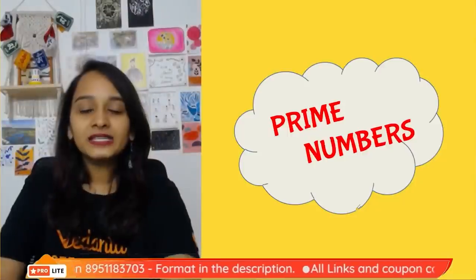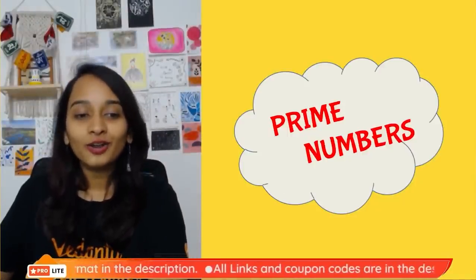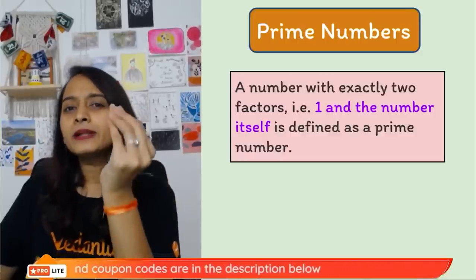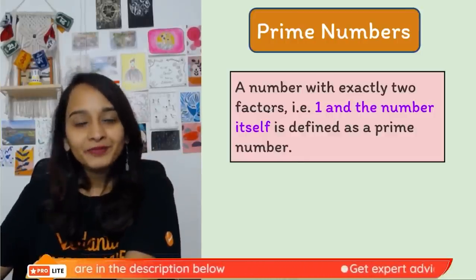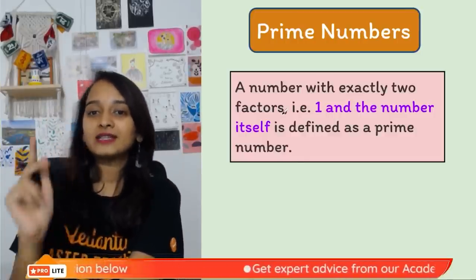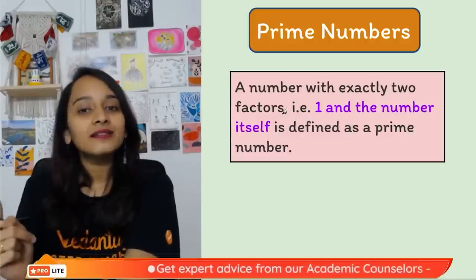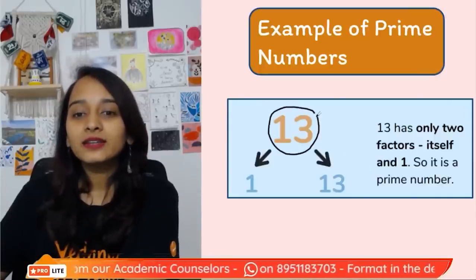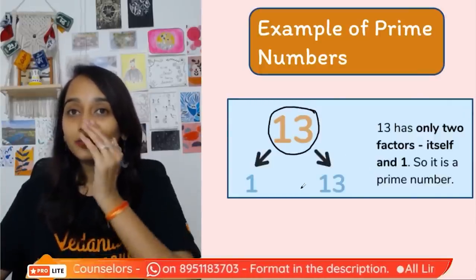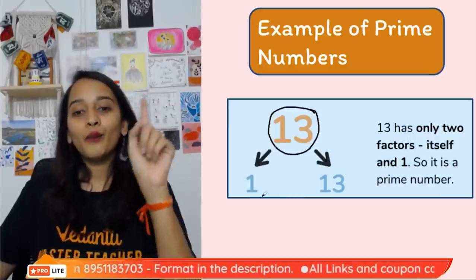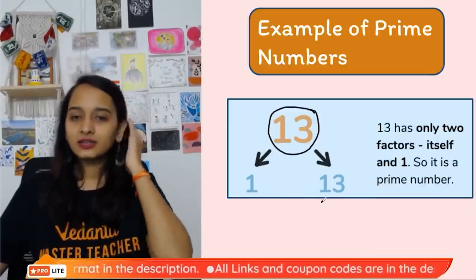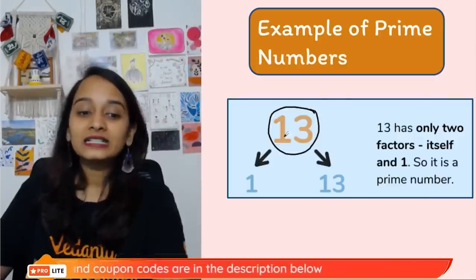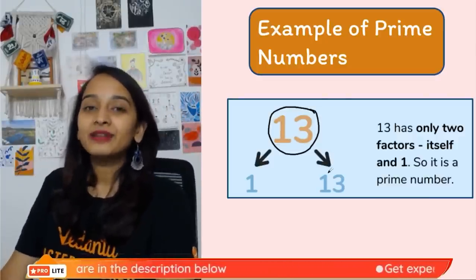Okay? Easy peasy. Now let's move forward and talk about prime numbers. What are prime numbers? Simple basic definition. A number with exactly two factors, that is 1 and the number itself, is defined as a prime number. For example, the number 13. If I list down the factors of the number 13, what are they? 1 and 13. That's it. Only two numbers are the factors. So you can say that 13 is a prime number.